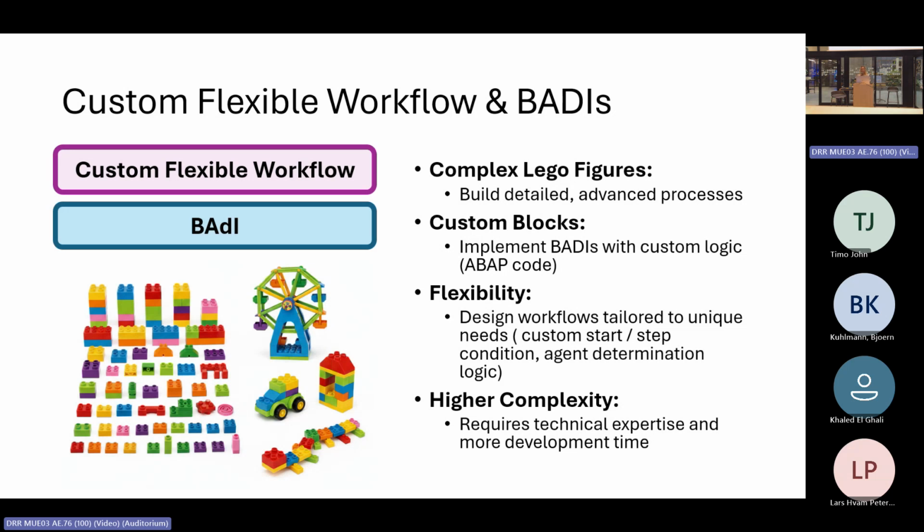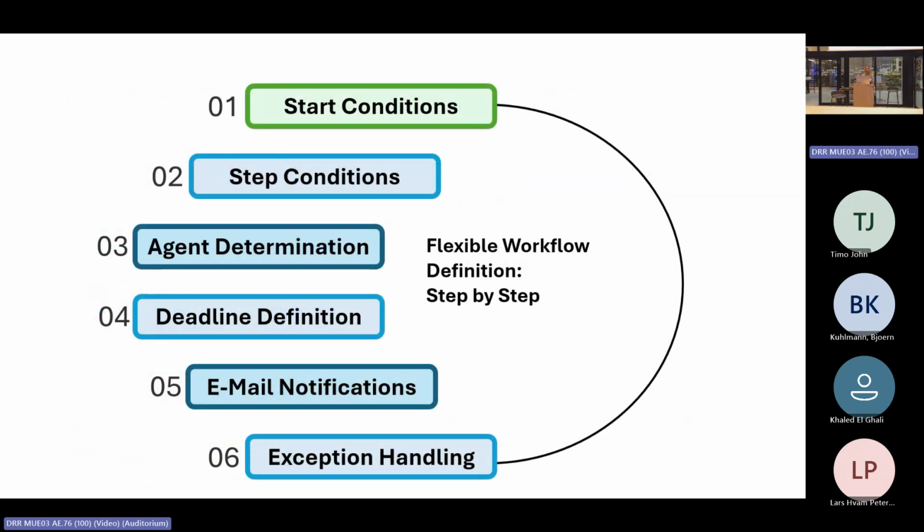Okay, and let's see what we need to define this standard workflow. For example, for purchase order, we define start condition, step condition, agent determination, deadline definition, email notification, and exception handling. All of that we have already in standard. And we will check how it looks in the system.